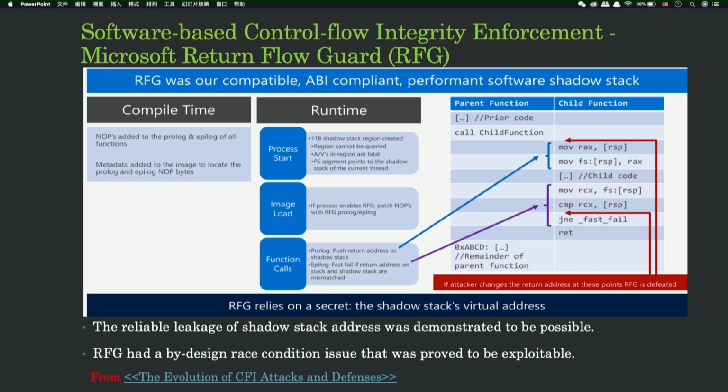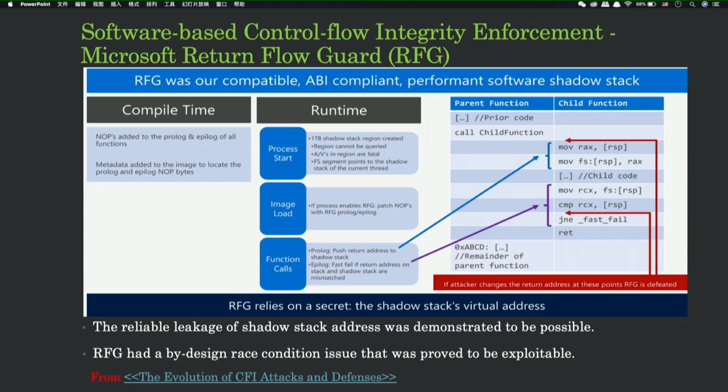And then after the original code executes, before we return, we do a comparison, which is the reverse process. We take the copy of the return address on the shadow stack and compare it with the real return address. That is how the return flow guard is implemented.